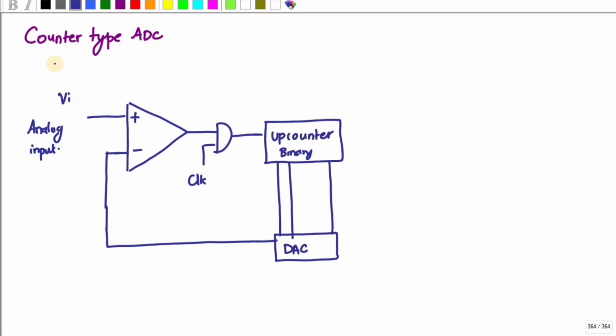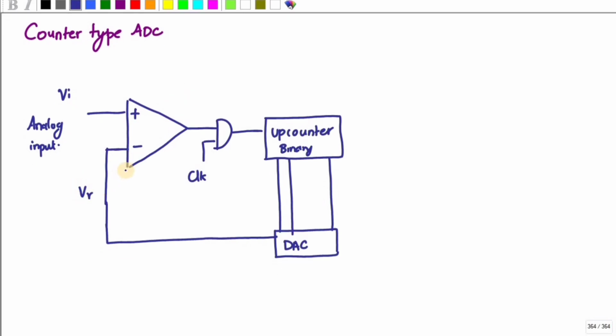In this video, we are going to discuss the counter type analog to digital converter. This can be constructed using one comparator with a variable voltage VR. This variable reference voltage is obtained from a DAC, that is, a digital to analog converter, and a sequence counter. Here I have used a binary up counter.